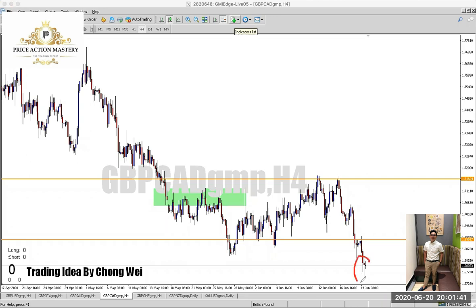Oh, as you can see, a pin bar. So this pin bar might attract a lot of buyers. A lot of buyers will come in because of this pin bar and bring the market high, and I will wait for a short.